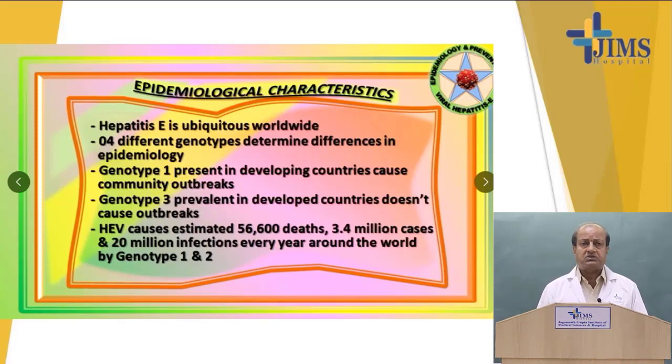Hepatitis E virus is ubiquitous worldwide. There are 4 different genotypes which mainly decide the epidemiologic prevalence of the virus in different parts of the world. Genotype 1 is mostly present in developing countries where hygiene and sanitation standards are poor, and it mainly causes epidemics, whereas genotype 3 is prevalent in highly developed and industrialized countries. It does not cause any epidemics. HEV causes an estimated 56,600 deaths, 3.4 million symptomatic cases, and around 20 million asymptomatic cases around the world every year.